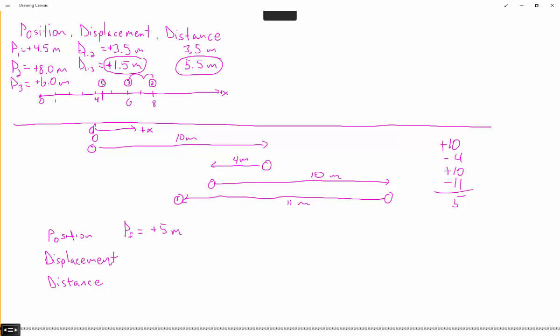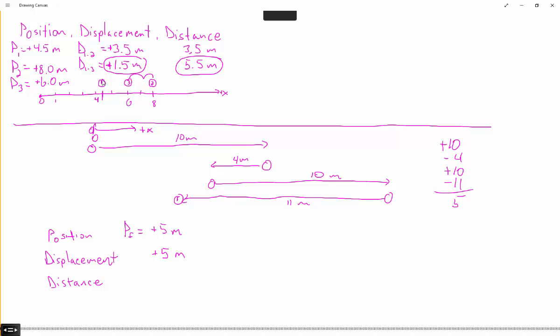The displacement would be the same. The displacement would be positive 5 meters, because we started at the origin. So those happen to be the same. In the example up here, notice we didn't start at the origin, so we got a different final position and displacement.